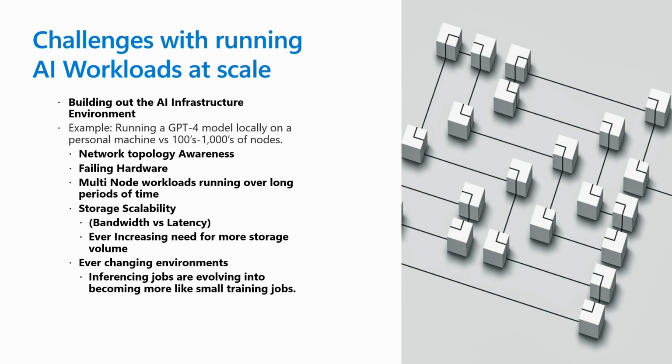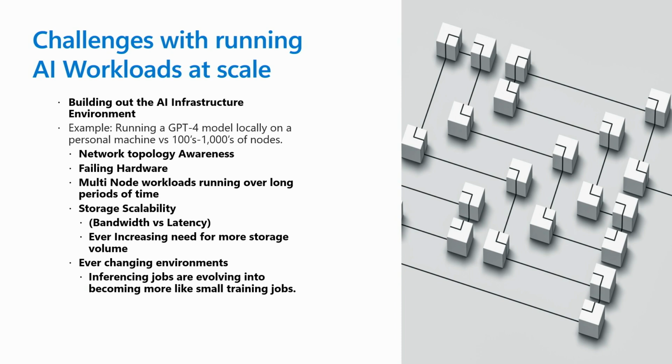As AI expands, more data is needed, and that's where storage scalability comes in. There's always an ever-increasing need for more storage. This is to load that data onto your infrastructure. So making sure you've selected the right type of storage that is both performant and is enough for your system is important here. And then it's ever-changing environments.